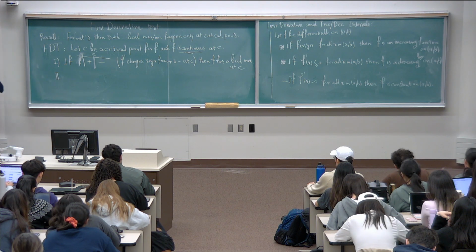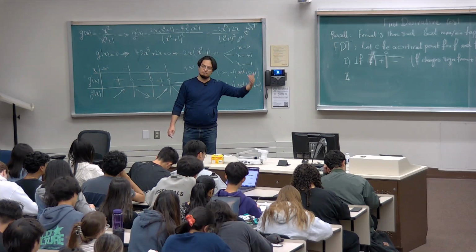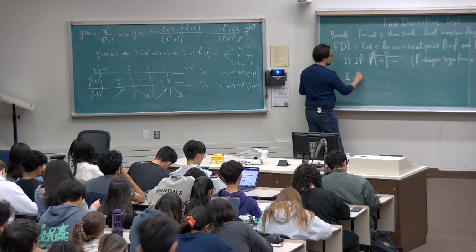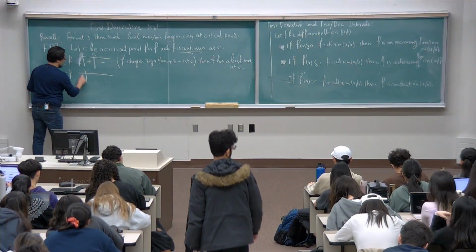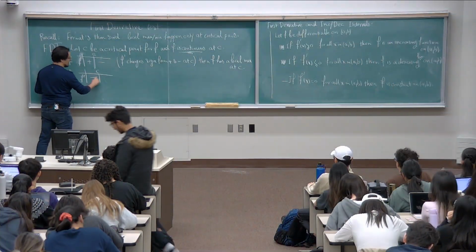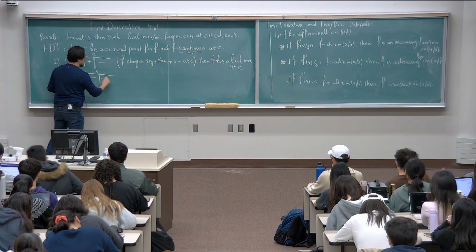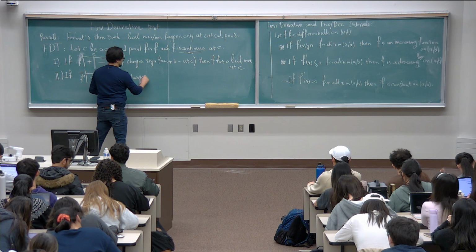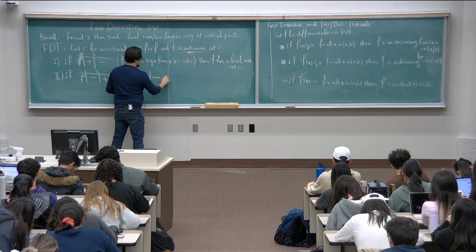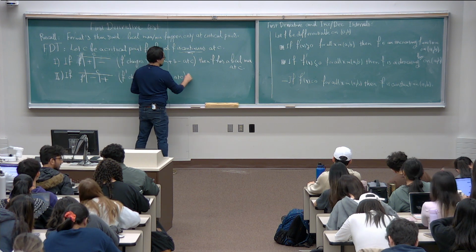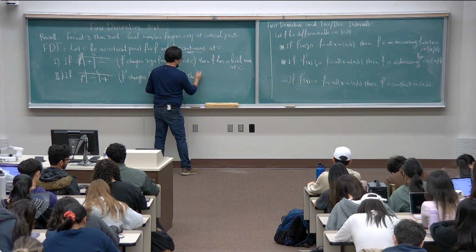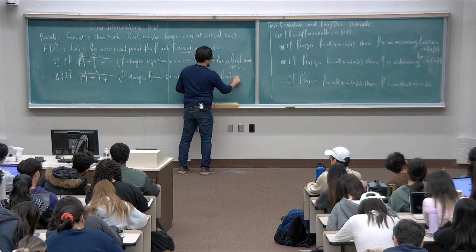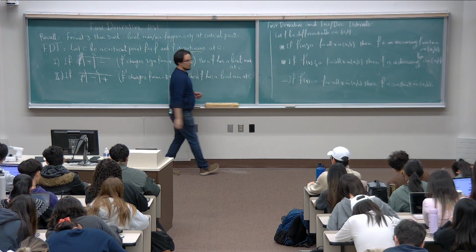So if f prime is plus before C and then becomes negative after C, that will give us a local max. If f prime around C is first negative before C, then it becomes positive, in other words, f prime changes from negative to positive at C, then f has a local min at C.